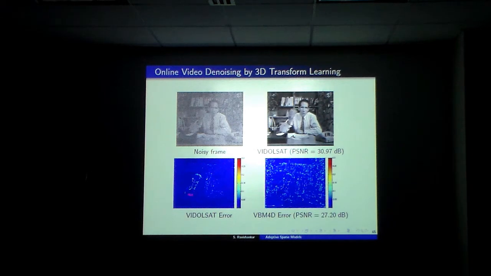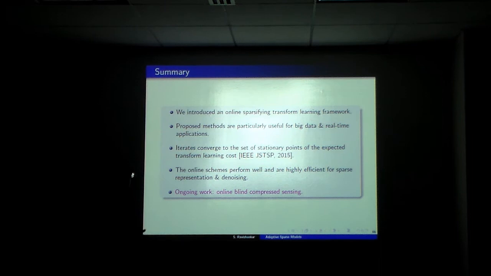So you get some much better errors. There is some error here, apparently because there is some motion going on of the hands. So the error is mainly concentrated in tracking this motion by the 3D transform. Okay, and I didn't talk much about how we are solving the online transform learning problem, but we use alternating minimization techniques again, and there are some very nice asymptotic convergence properties for this online sparse transform learning.